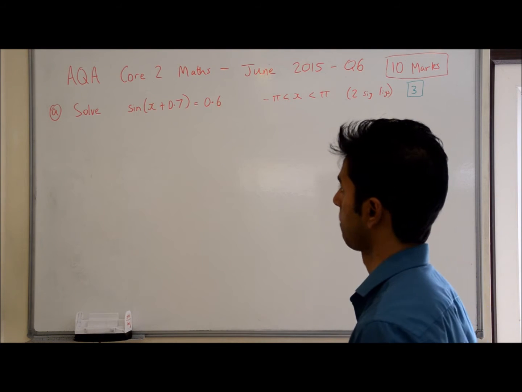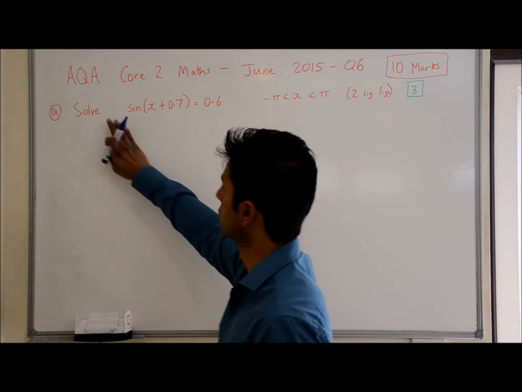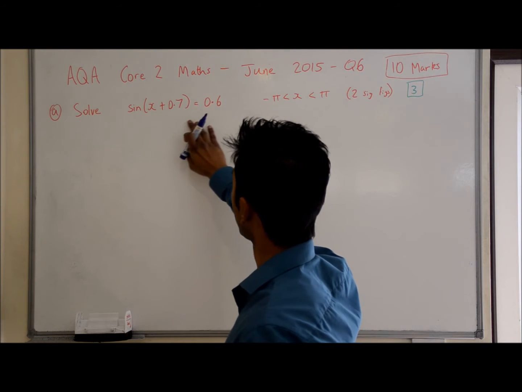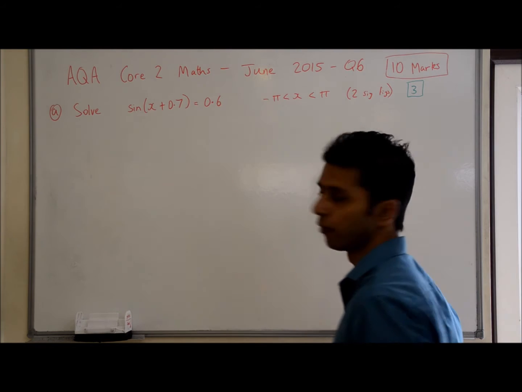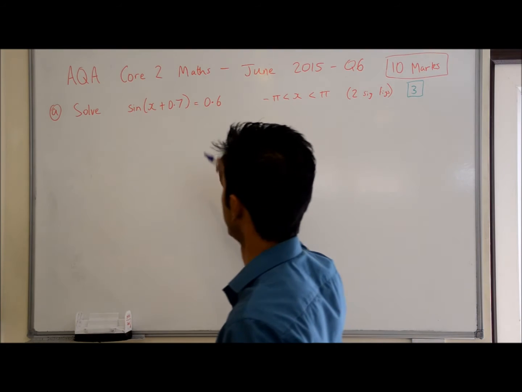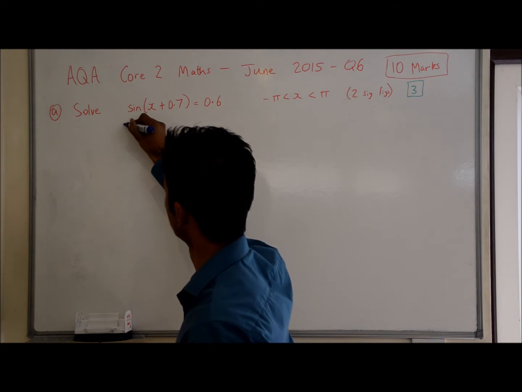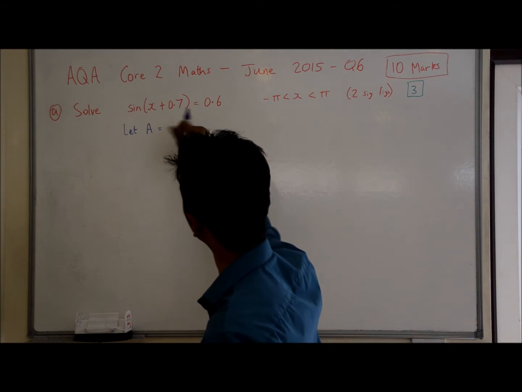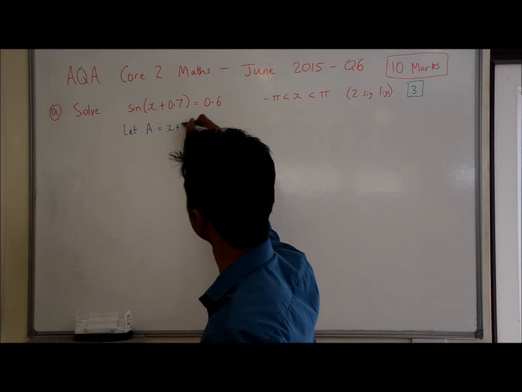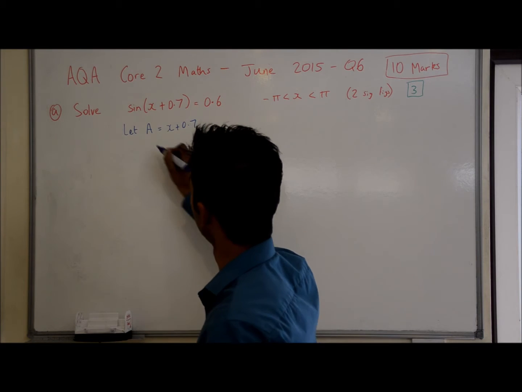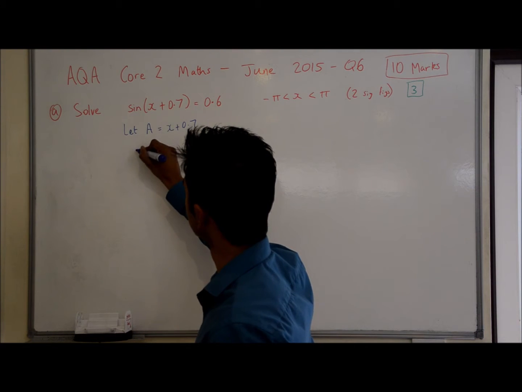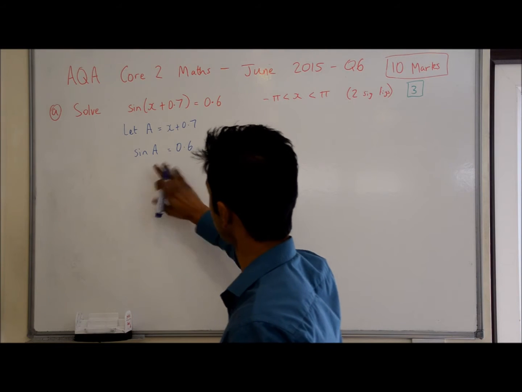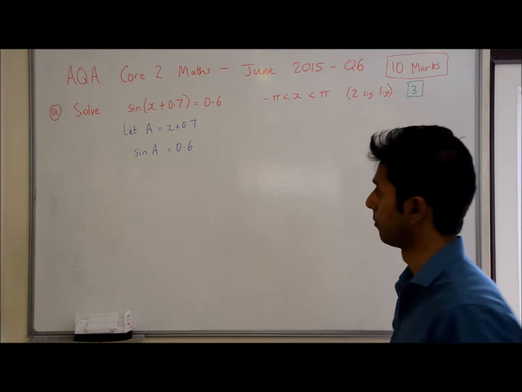This is question 6 of the June 2015 AQA Core 2 Maths paper. Part A of the question is worth 3 marks. Solve sine of (x plus 0.7) equals 0.6. The best way to do these is to create a new variable. Let's create a variable capital A and let that equal whatever's in the bracket, so x plus 0.7. Now your question is sine A equals 0.6, so we're now solving sine A equals 0.6.